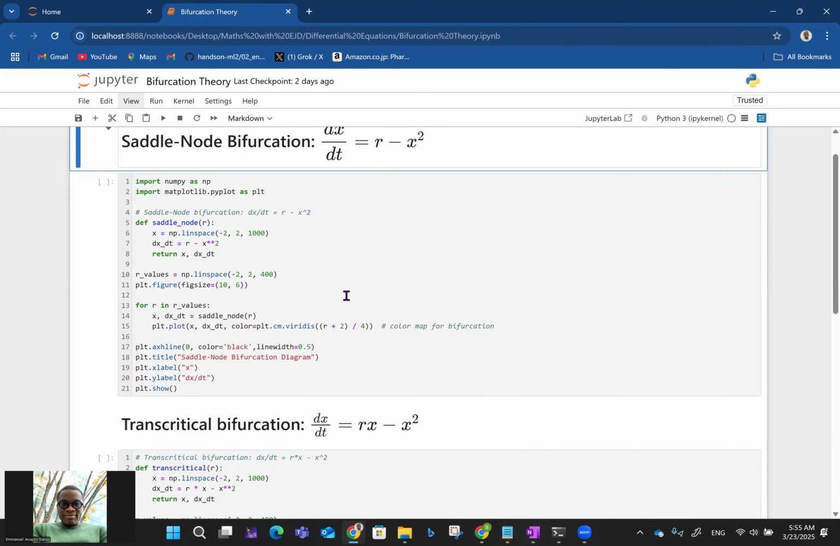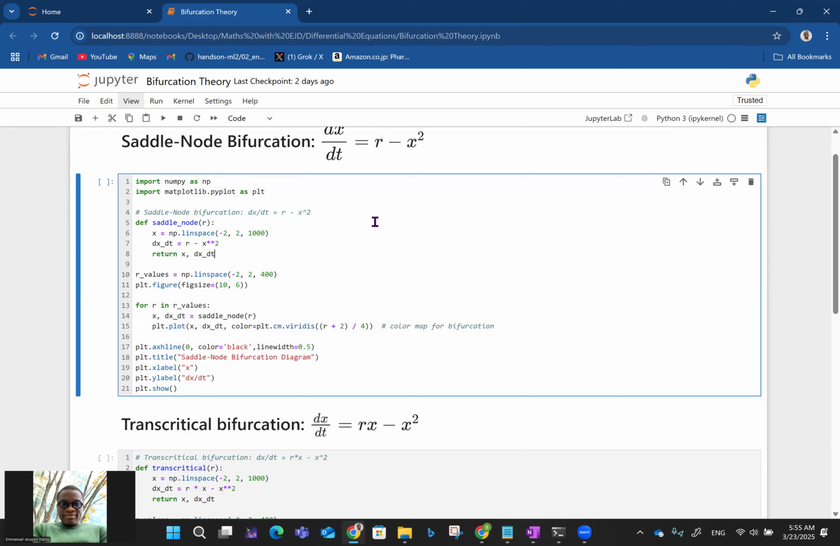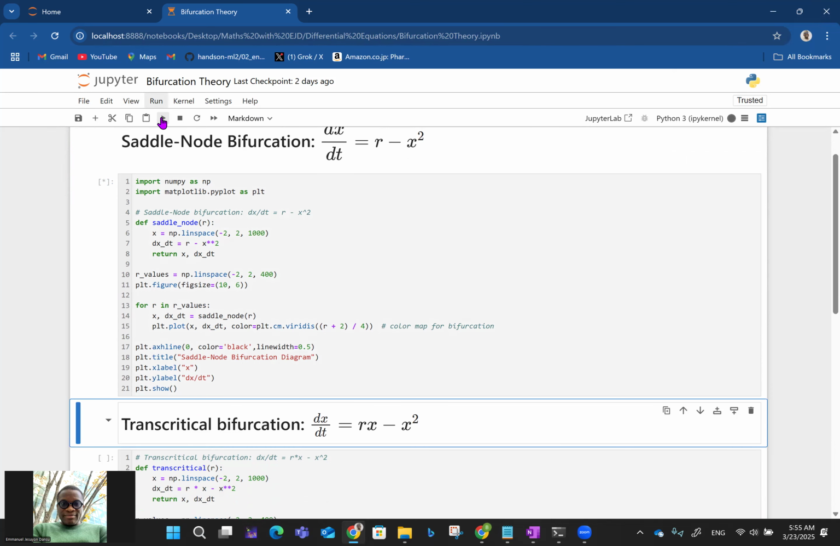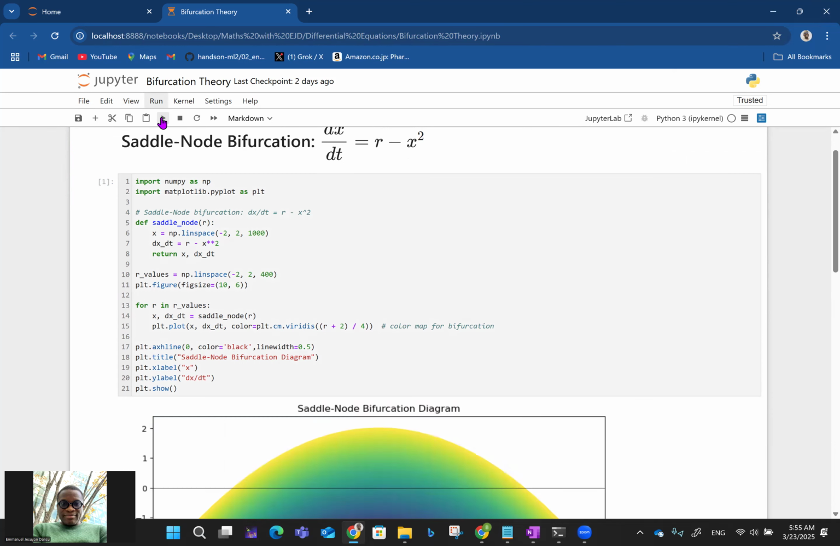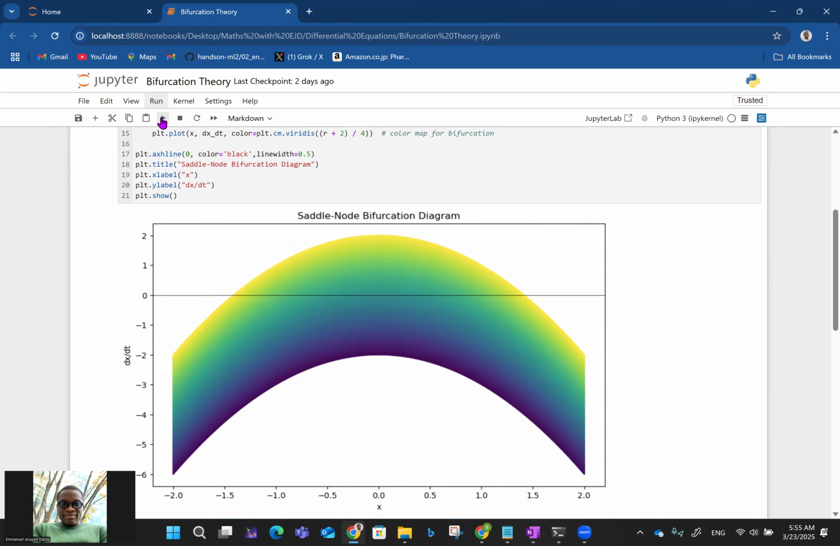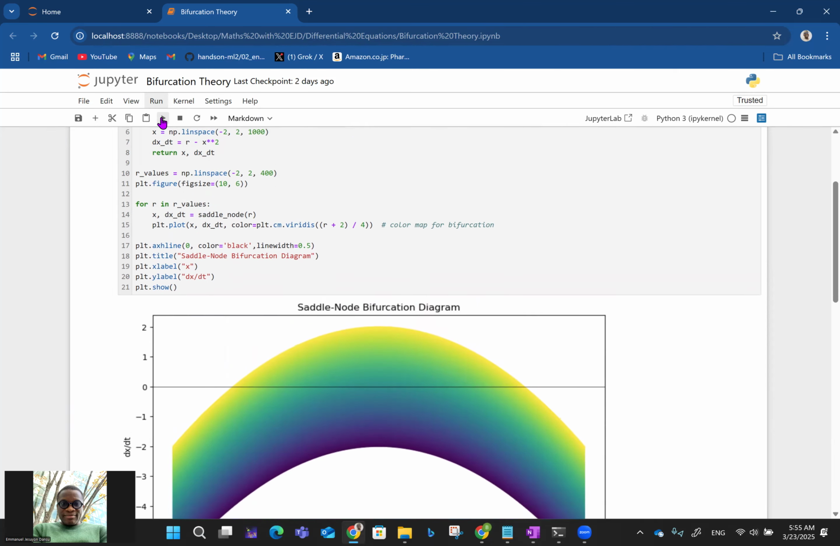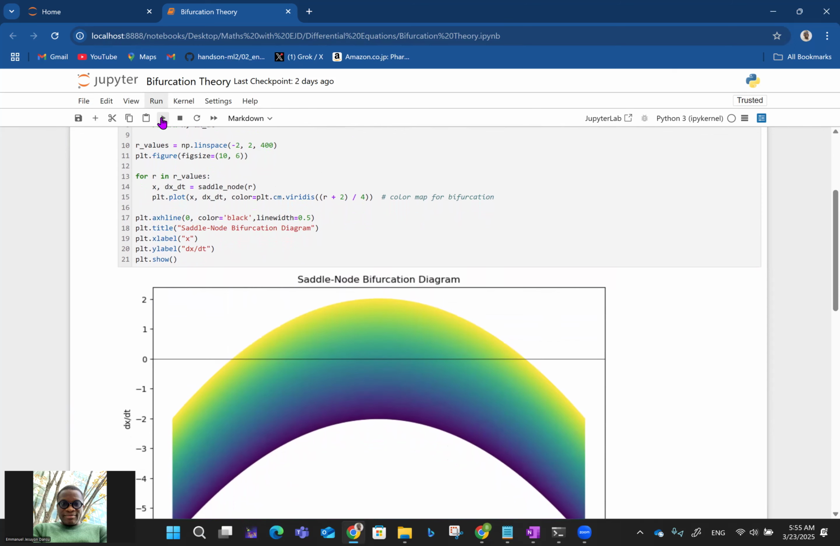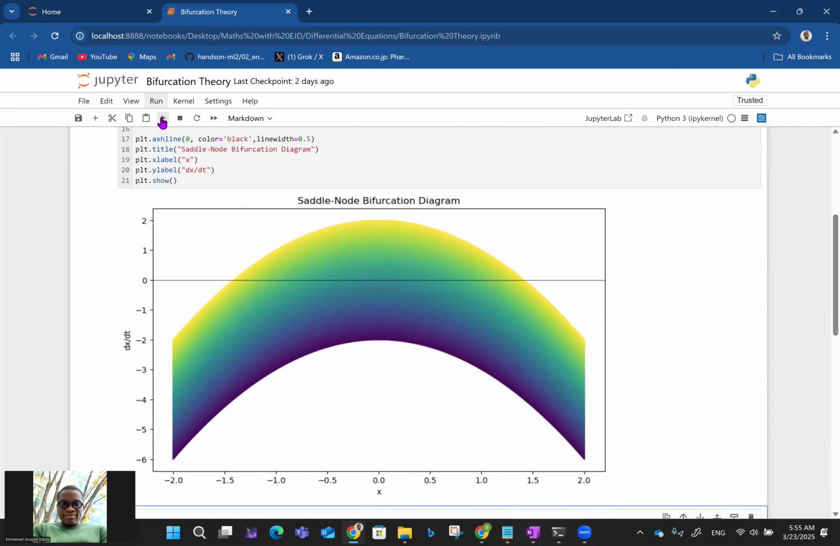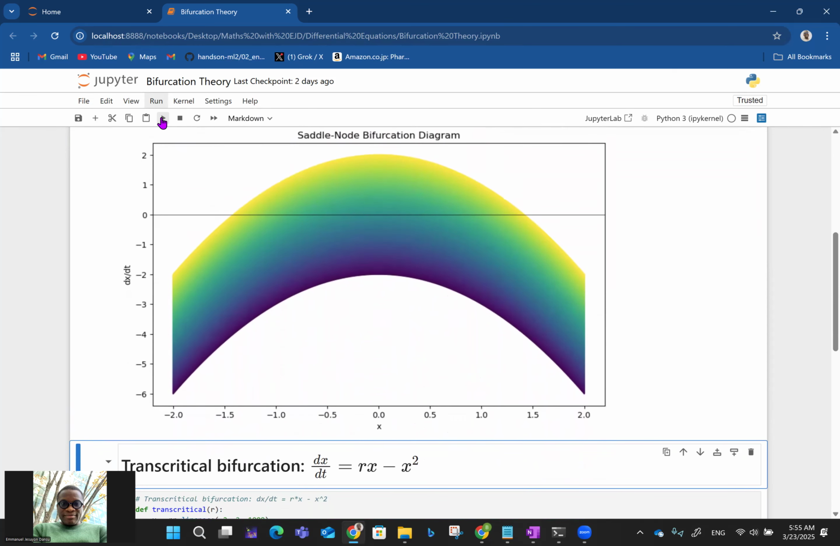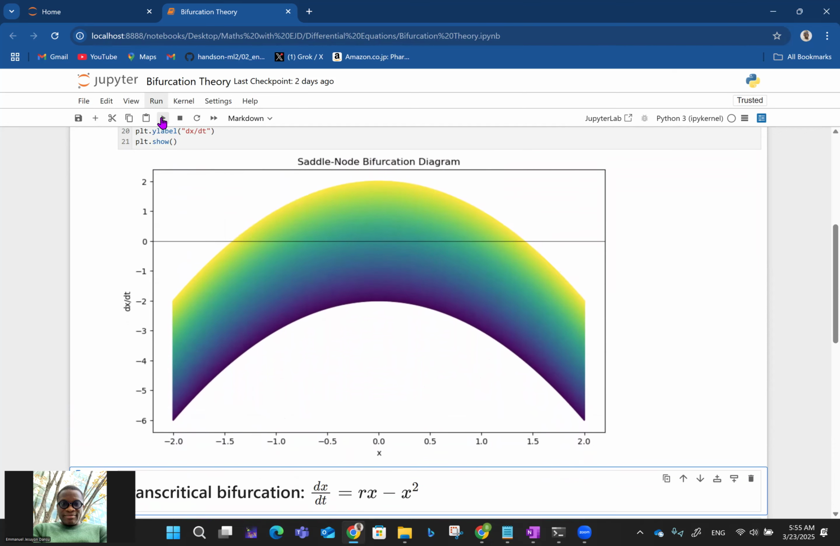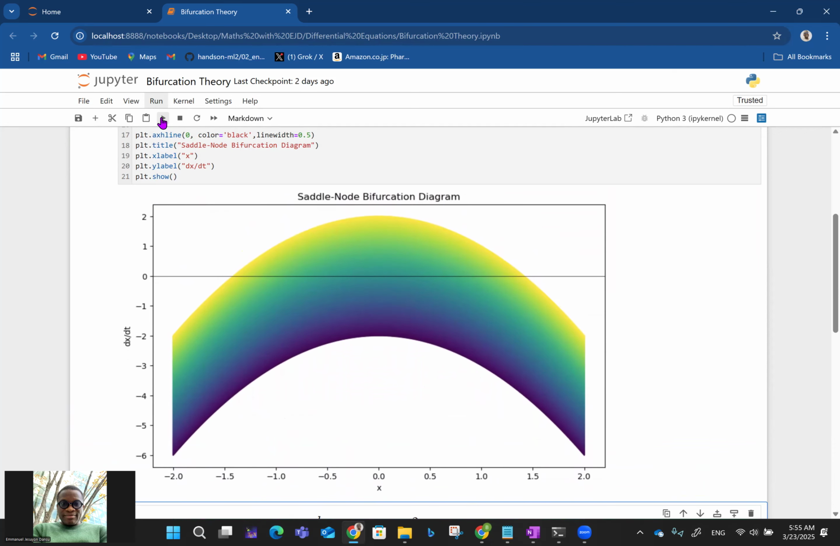So for saddle node bifurcation, this is what you have: r minus x squared. So if I run that, let's see what you have. So you have some kind of transition going on there as the value changes, with dx/dt on that side and x in this case. So you have saddle node bifurcation.